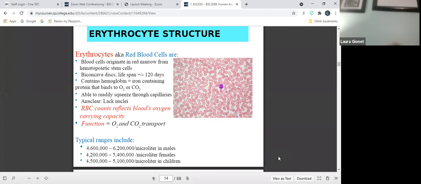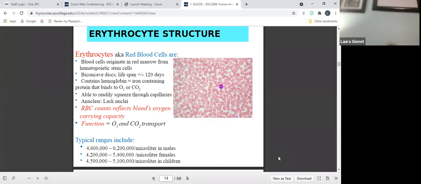Red blood cell counts reflect the blood's oxygen carrying capacity. So the number and quality of red blood cells will determine how much oxygen you are able to transport. A very small amount of oxygen is actually dissolved as a gas in plasma. So the way you're going to be transporting that is based on the integrity of the erythrocytes that you have in circulation. And functionally, they transport oxygen and carbon dioxide.